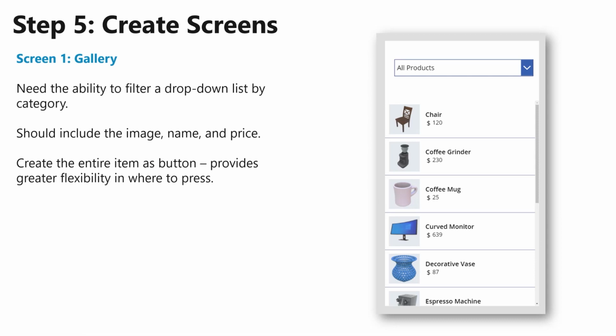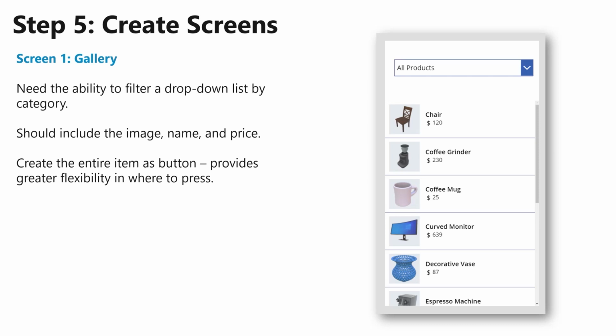So step five, you're going to create the screens. My app has 3 screens. I'll go through the first one of what needs to be done for the gallery screen. The gallery screen is where all the products are listed. I included a drop-down component which enables the client to select one of the product categories. Below the drop-down component is a vertical gallery component. I changed the layout to only display the product image, the name, and the price.